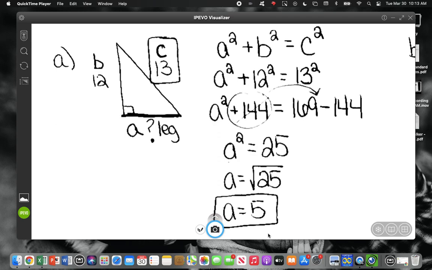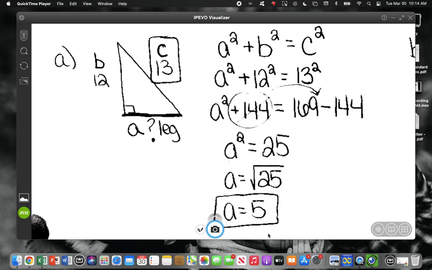So we plug in what we know. Today we know one leg and one hypotenuse. And then we have to move that number to the other side by making it a negative, which requires us to subtract. And then we get 25, and then we take the square root.